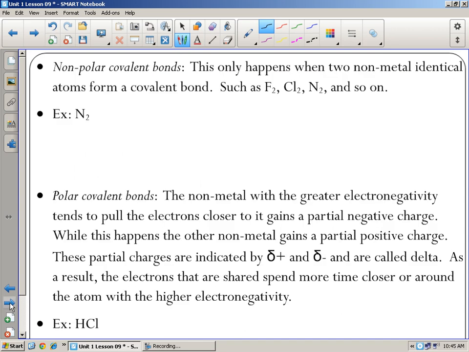Then we get to non-polar covalent bonds, and you guys wrote down the notes for this yesterday, as well as polar. But let's take a look at non-polar covalent bonds, things like N2, F2, Cl2, etc. What are these really? What's another name for N2, F2, Cl2? Well, actually, before that, let's stop for a second. What does this word mean to you? Covalent. What does covalent mean?